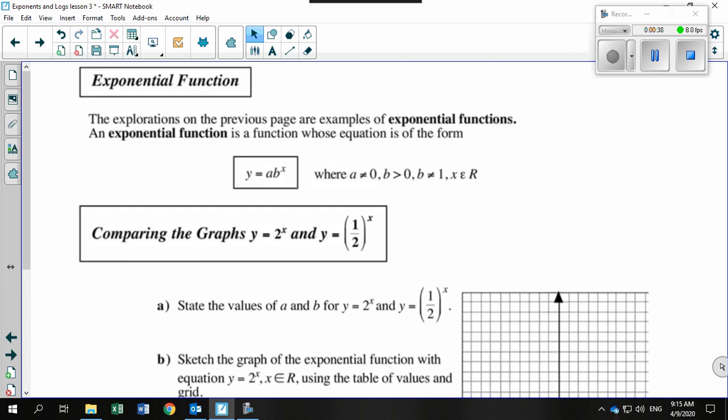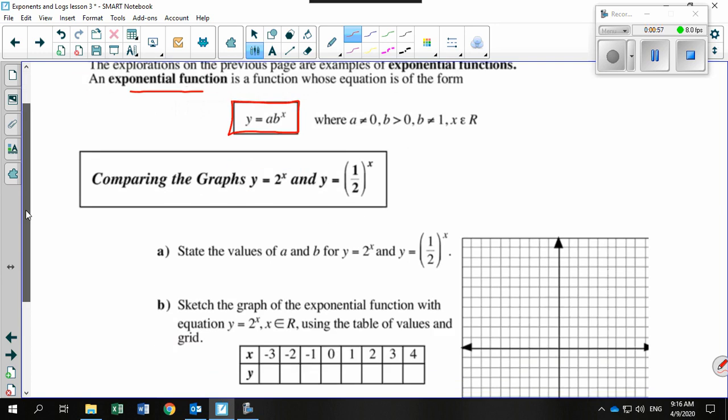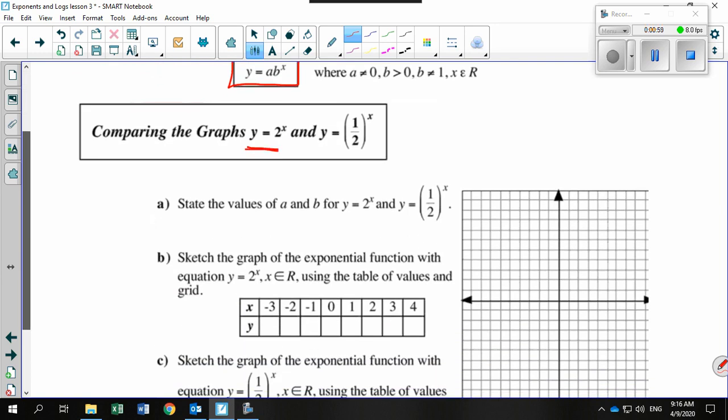Okay, so an exponential function looks like this, and this is how it appears similar on your formula sheet. And what we're going to do is explore what the characteristics of an exponential function are. And so we're going to compare two different graphs. The first one, y is equal to 2 to the power of x, and y is equal to 1 over 2 to the power of x.